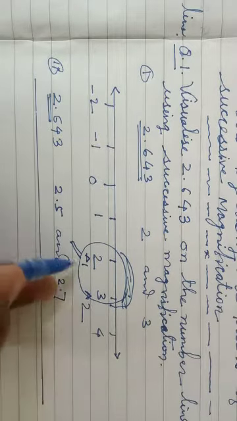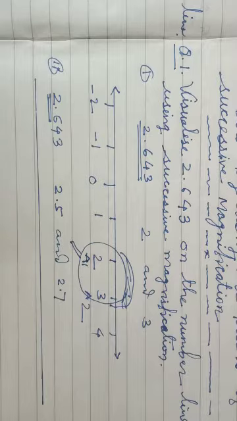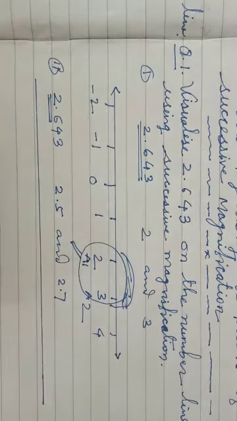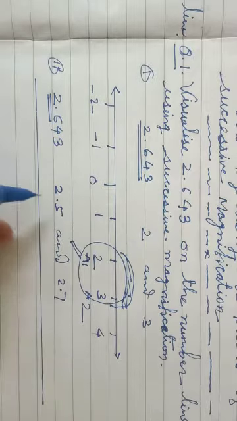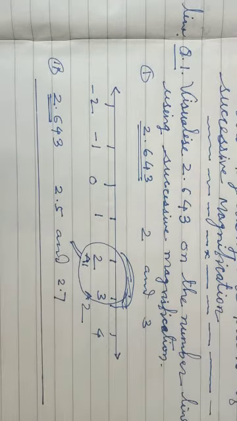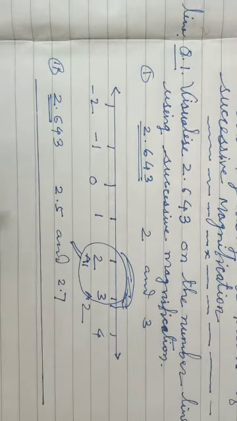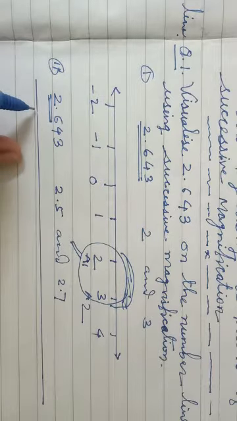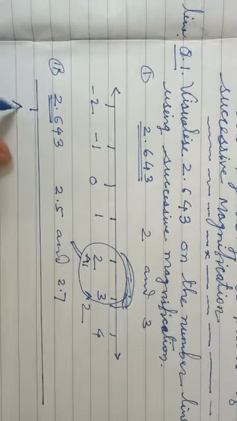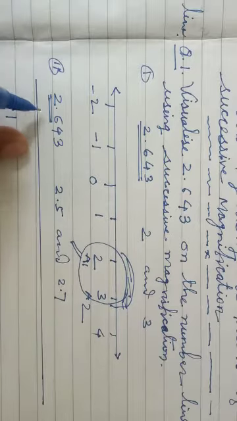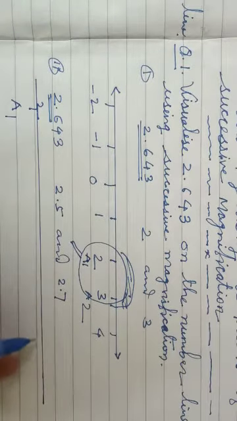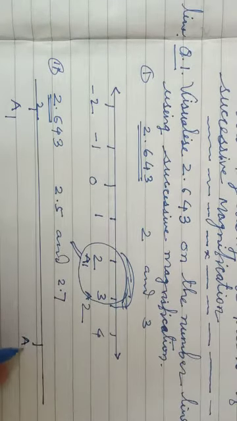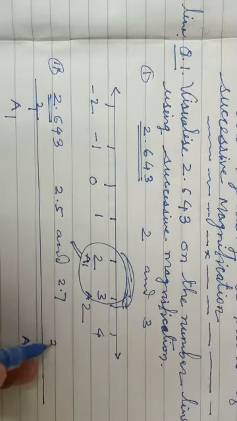So take this point as A1 and this point as A2. Like that, in the second step you should draw the number line and take points. What is point A1? Point A1 is 2, and point A2 is 3.